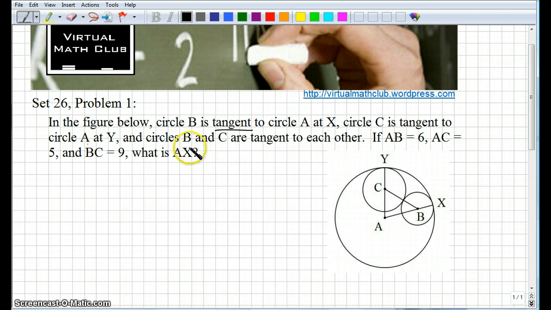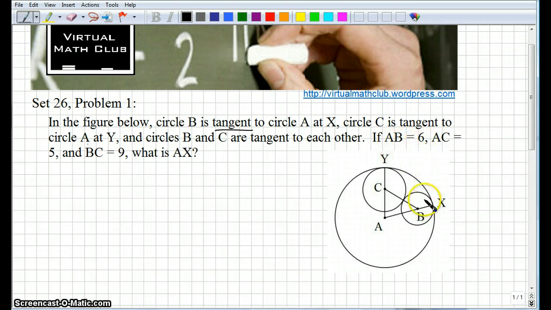And then we're also told that circles B and C are tangent to each other. It doesn't have the point labeled, but that just means that they're touching just at one point right here. And then we're given the lengths of some line segments here.